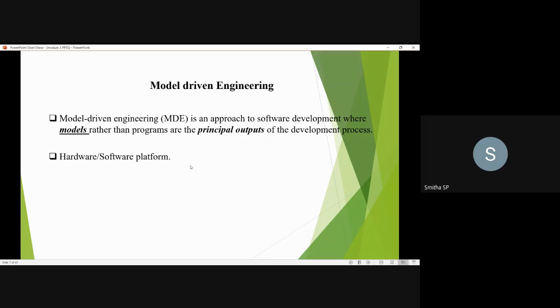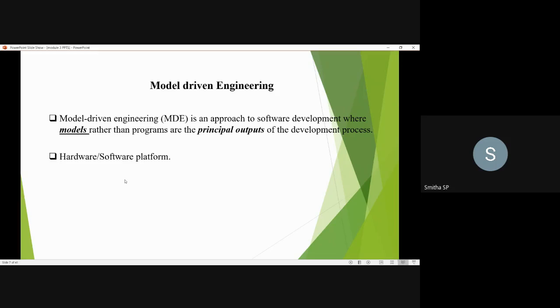Model driven engineering. In today's session, we will be discussing model driven engineering. What is model driven engineering? Model driven engineering is an approach to software development where models rather than programs are the principal outputs of the development process.